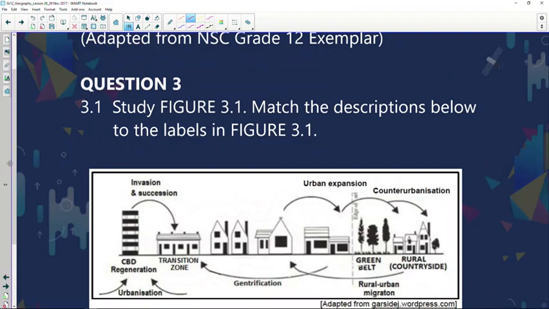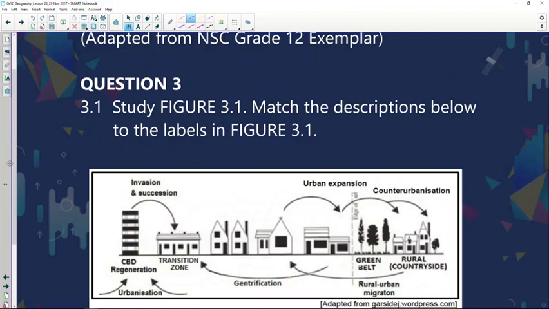Today we're going to look at section B of your final question paper. In section B we're going to look at questions 3 and 4, regarding settlement geography and economic geography. But let's just get straight into it. The first question that we're going to have a look at is regarding settlement, and it's question 3.1.